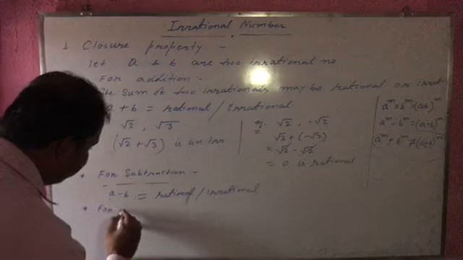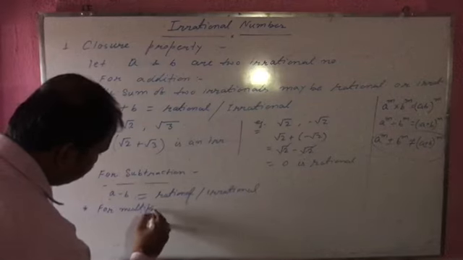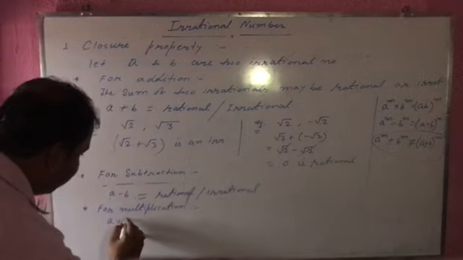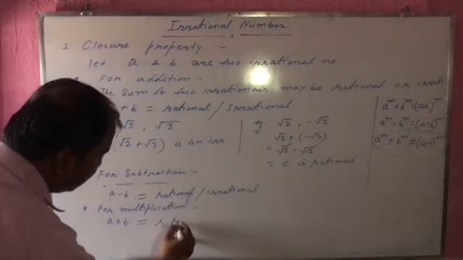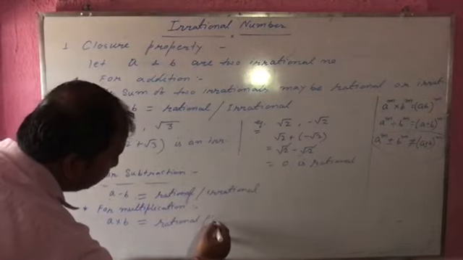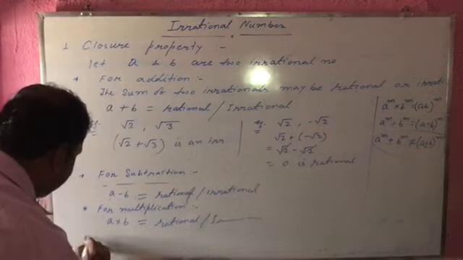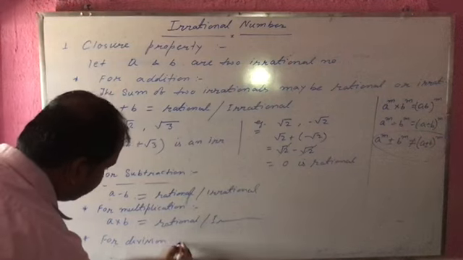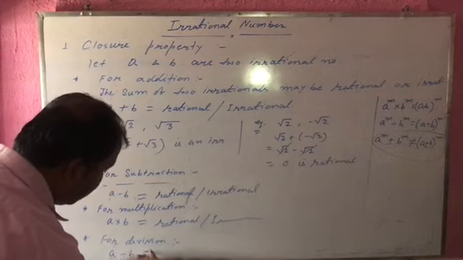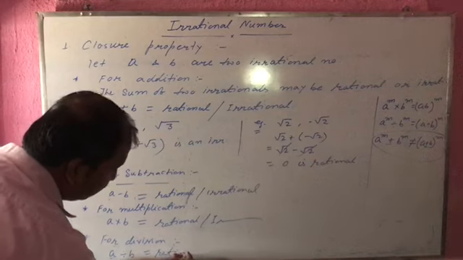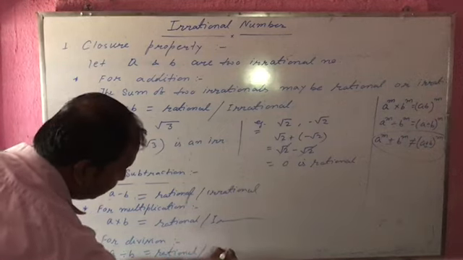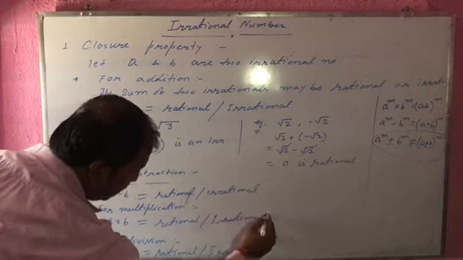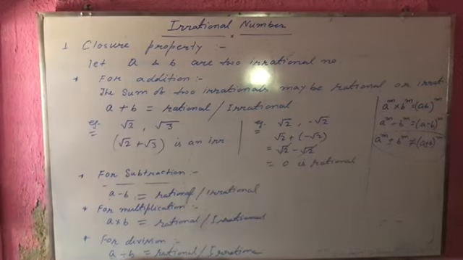For multiplication, a multiply b is equal to rational or irrational. Similarly, for division, a divide b equal to rational or irrational. Done.